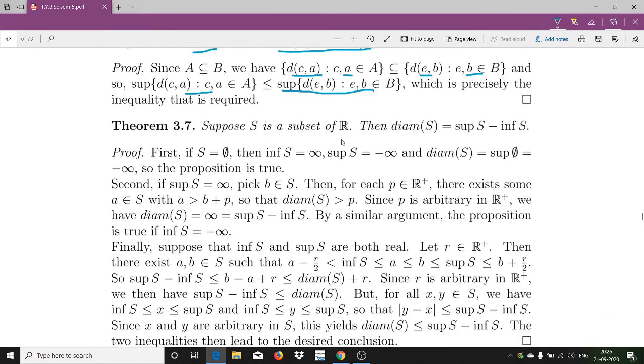Now this theorem does not deal with a general metric space. It only deals with the set of real numbers. So you should keep that in mind. Via this theorem, the result which we are stating is only for the set of real numbers R. It is not true in a general metric space. So suppose S is a subset of R. Then the theorem says the diameter of S is equal to the supremum of S minus the infimum of S.